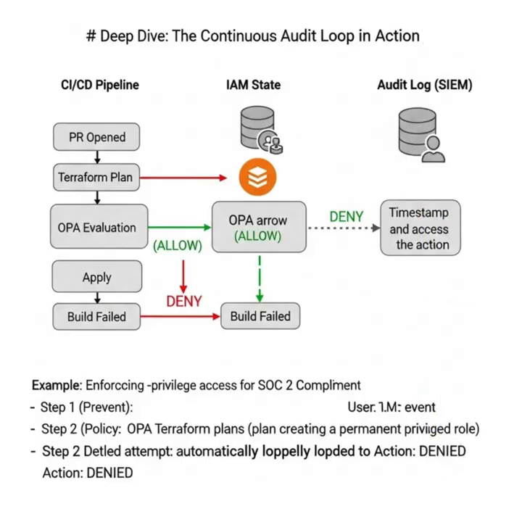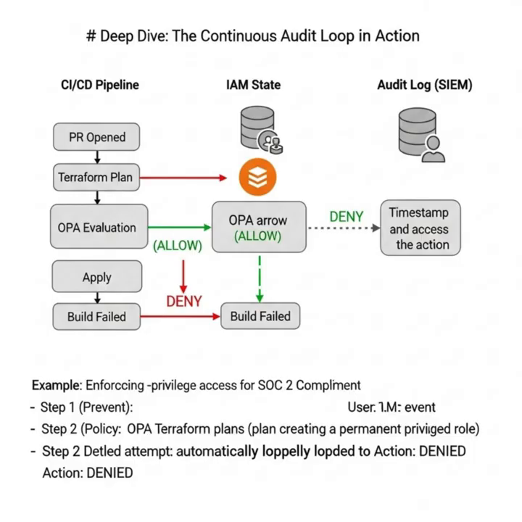Let's make this tangible with a real-world example. SOC 2 compliance for user access. A key control is ensuring no user has standing, long-term, privileged access to production databases. How do we automate this? First, our PAC policy, written in Rego for OPA, states, deny any IAM role definition that grants permanent DB owner permissions. When an engineer submits a Terraform file to create such a role, the CI pipeline triggers the OPA check. The policy engine evaluates the proposed infrastructure change against the rule and finds a violation. The pipeline immediately fails the build.